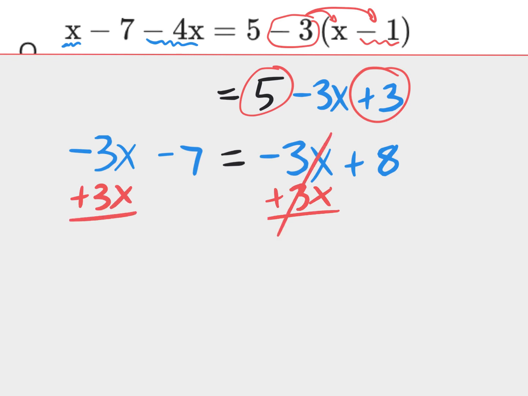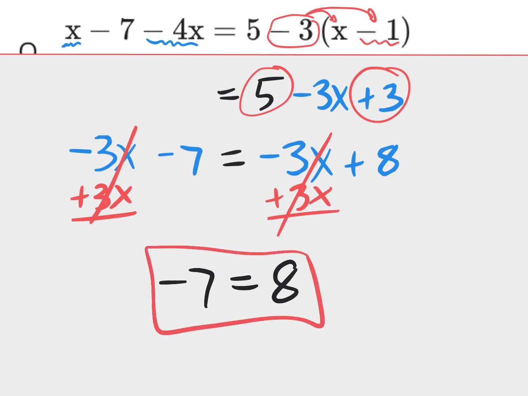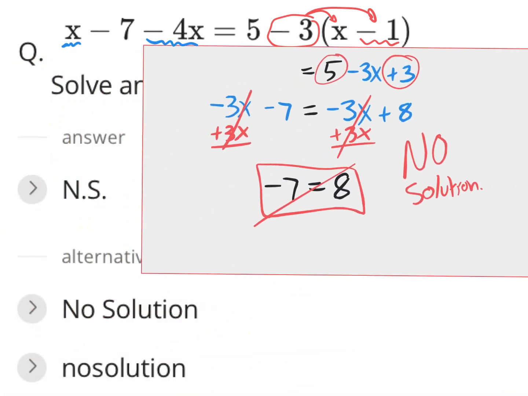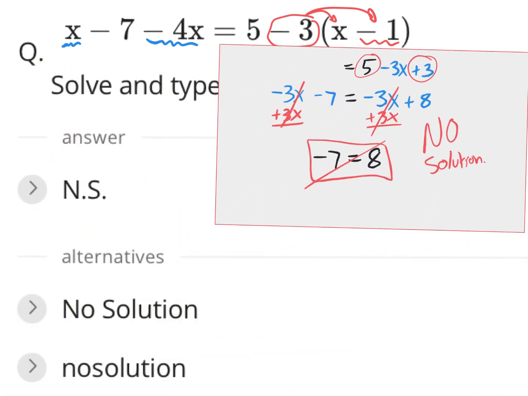And what happens is that this cancels with that, and what's left over, well, there's a negative 7 equals 8. Let me actually write that down. Negative 7 equals 8. Now what do you think about that? Negative 7 equals 8? Heck no, that's impossible. So you're going to write no as in no solution, okay? No solution. I guess you could type in NS, and that would be the correct answer, right? Or you could type in the words no solution. That also works. This is a no solution problem. Let's move on to the next question.